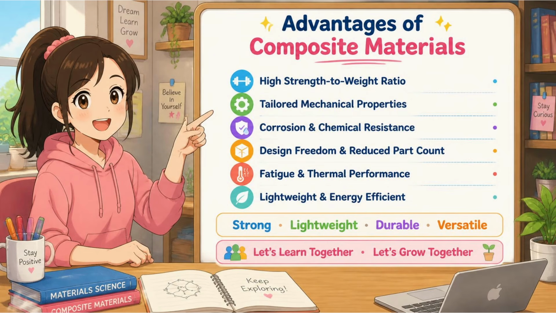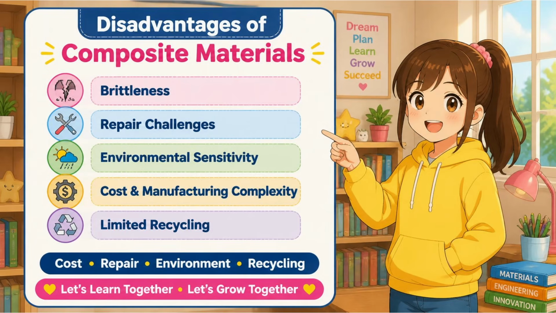Not everything has advantages, and not everything is perfect. So this also has some limitations. The first one is brittleness. Some composites can be more brittle than metals. They can experience matrix cracking, delamination, and fiber breakage, followed by repair challenges, that is, difficulty in repair. Repairing composite structures can be more complicated than repairing metals. It may require proper surface preparation, controlled curing, special equipment, skilled technicians, and inspection.